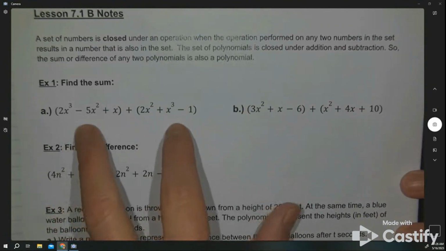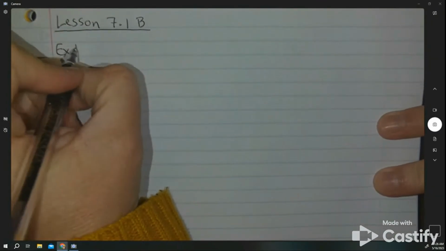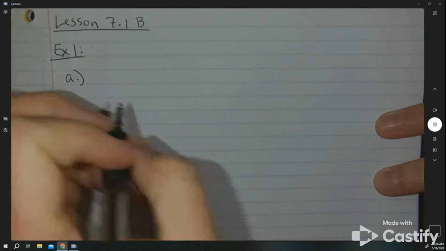We're actually going to take that idea and add these 2 polynomials here in example 1a. We're going to find the sum of these. So we have example 1a. Now, we're going to start by stacking these, the way that you traditionally saw them when you were younger and first learning about addition.